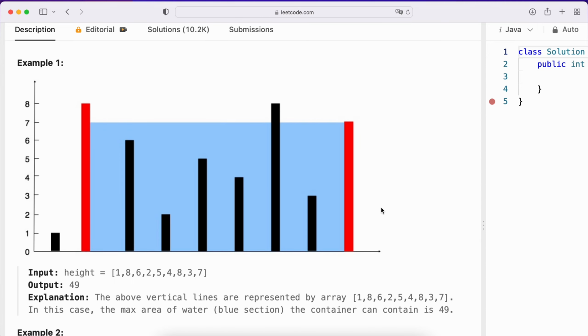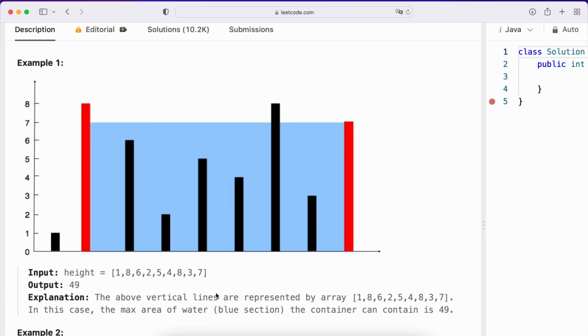So that means we have to return the maximum area. To do it, we need to calculate each area and return the largest of them. If the input is like this, the height of the first line is 1, the second line is 8, 6, 2, and so on, and the output is 49 because the largest area is 49.